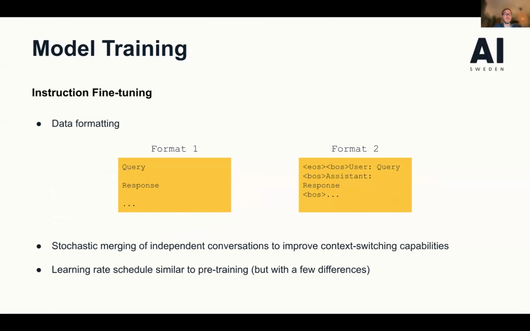For the instruction fine-tuning itself, we used 2 formats for the queries and responses, and we did some stochastic merging of independent conversations. So fine-tuning is not always done on one and the same conversation. It's sometimes also done on independent conversations that are concatenated. And the reasoning behind this is that we wanted to improve context switching capabilities. The learning rate schedule is similar to what you've seen for the pre-training, with a few differences though.